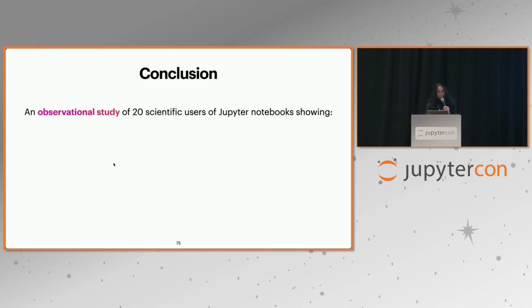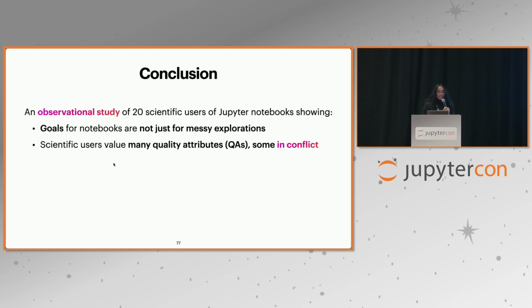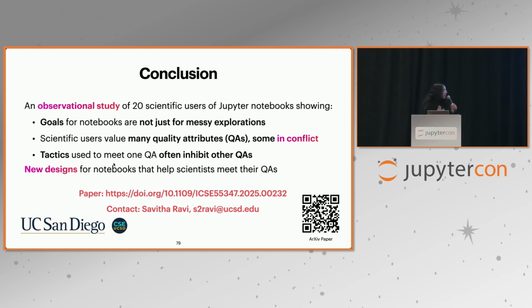So in conclusion, we have an observational study of 20 scientific users of Jupyter Notebooks, which showed that the goals they have for notebooks are not just messy explorations, and that they value many quality attributes that are often in conflict. They also use different tactics to meet one of the quality attributes, but sometimes these tactics can inhibit other things that they care about. And then finally, we went through some new designs for notebooks that help scientists meet their quality attributes.